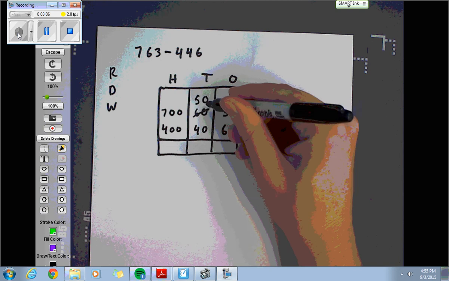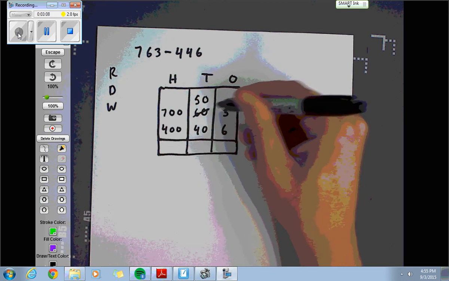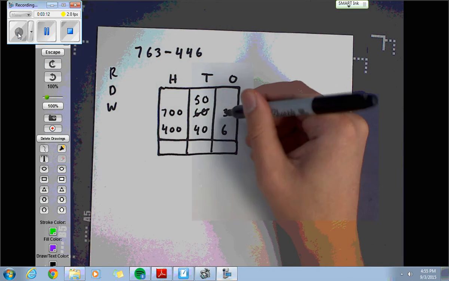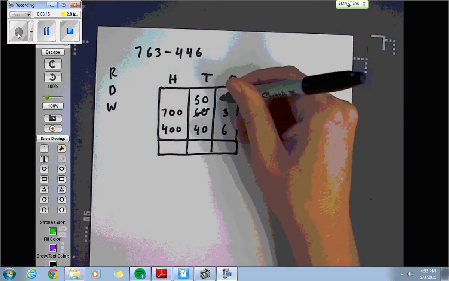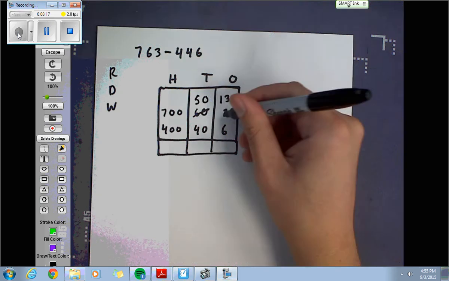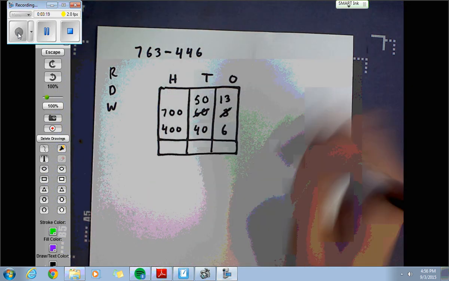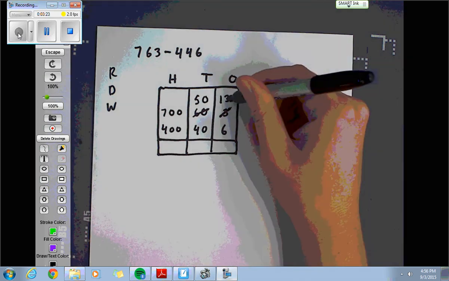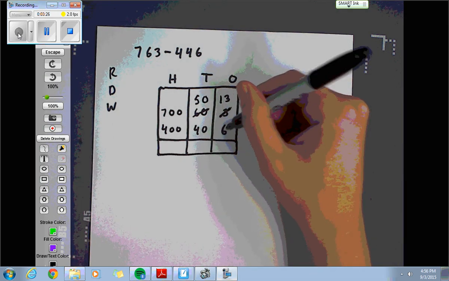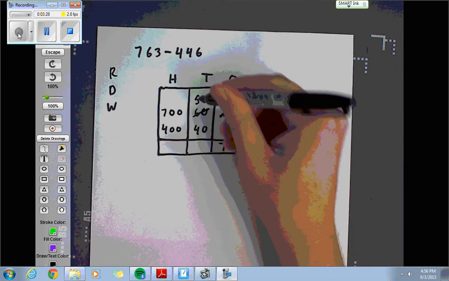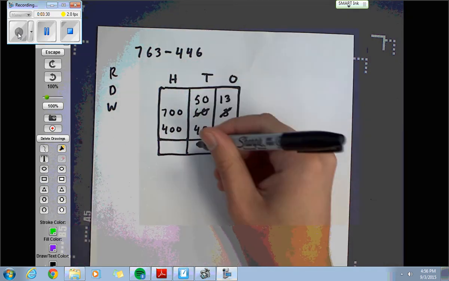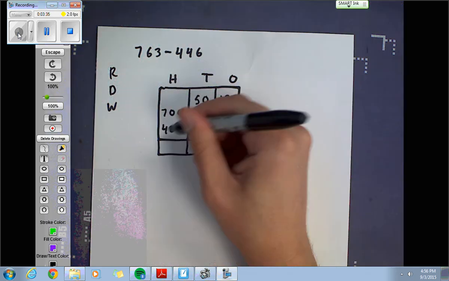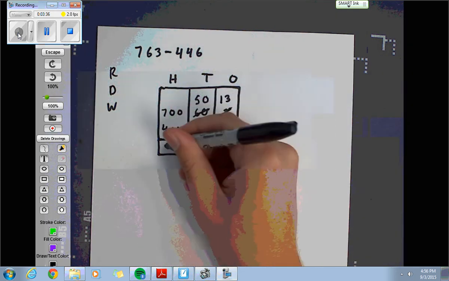Now that 10 I took away does not disappear. It regroups over to the ones place. So I have to think, okay, I've got 3 ones, I'm giving it 10 more ones, that leaves me with 13 ones. So this 3 is now gone. Goodbye. Alright, now I can start to subtract. 13 reduced by 6, well, that's going to be 7 ones. 5 tens reduced by 4 tens, that leaves us with 1 ten left over. 7 hundreds reduced by 4 hundreds, that would be 3 hundreds.